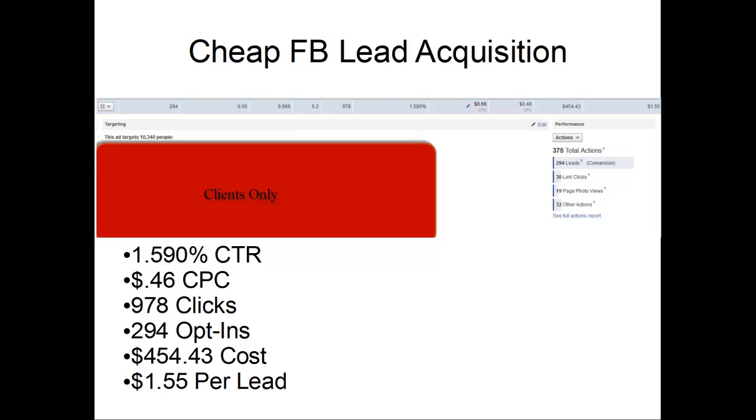And just to let you know, this is extremely targeted. So, you know, the reach on Facebook is over 1 billion people. I'm not reaching 1 billion people. I'm reaching a specific audience of around 10,000 people. And you can see the conversion's very high.